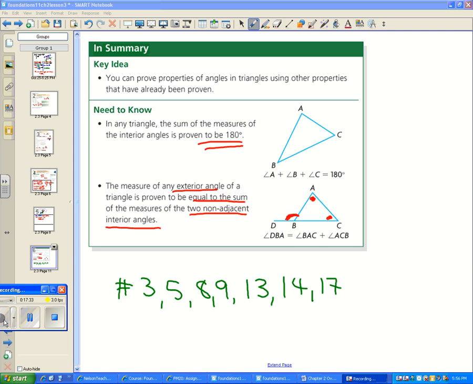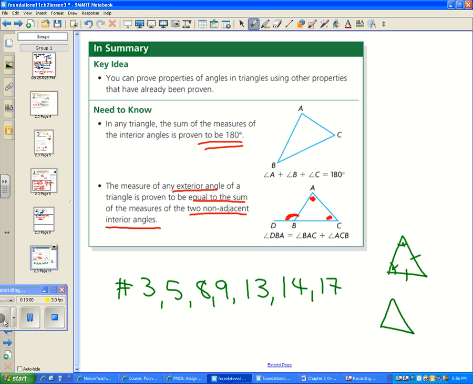The questions I'd like you to do are number 3, 5, 8, 9, 13, 14, and 17. Just a quick reminder, if you have a triangle and there's two ticks here, that means that those two sides are the same. In other words, that is an isosceles triangle. The relationship with an isosceles triangle is that the angles opposite to the equal sides are equal. So those angles would be equal.